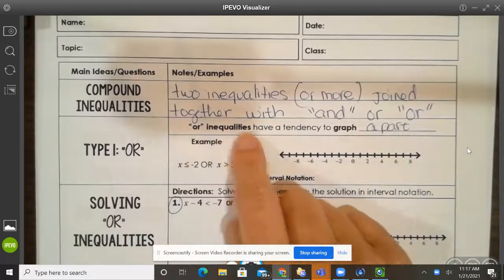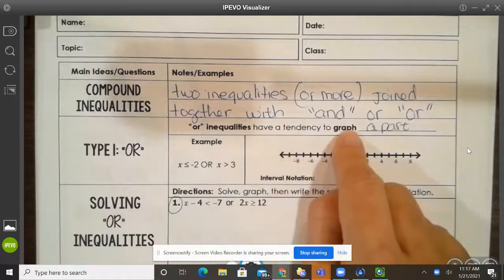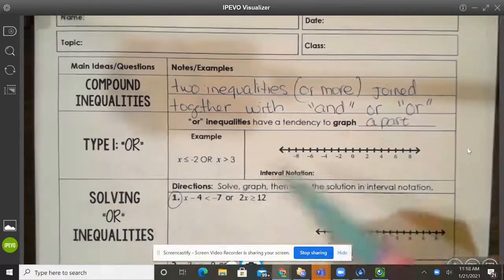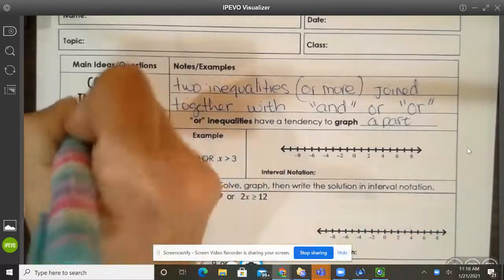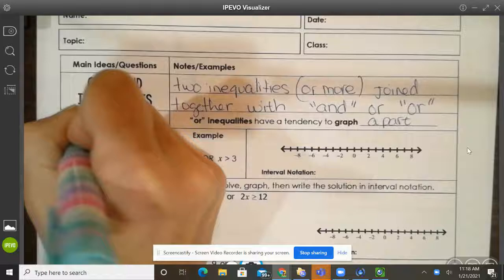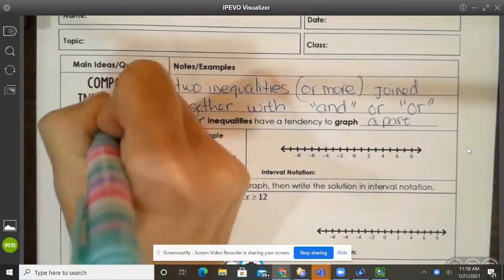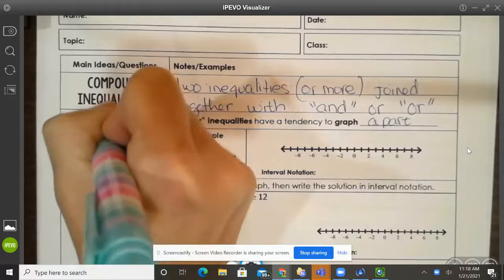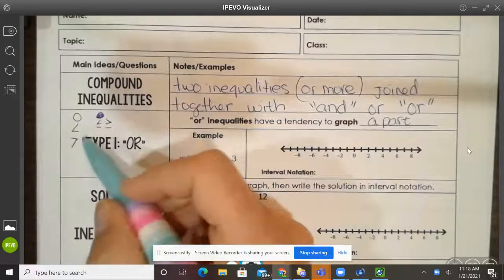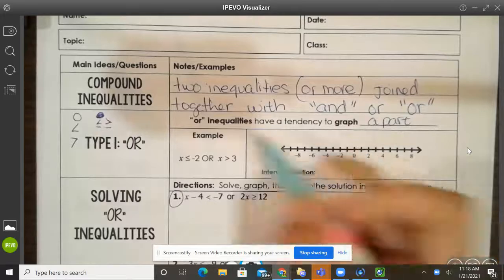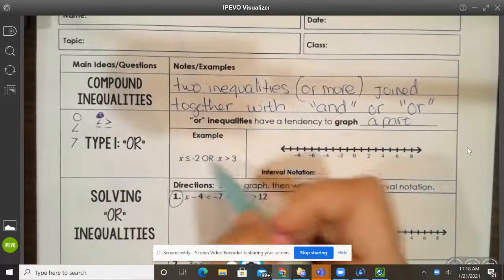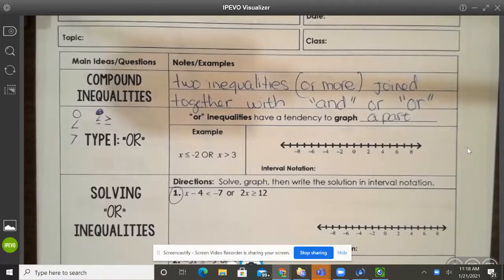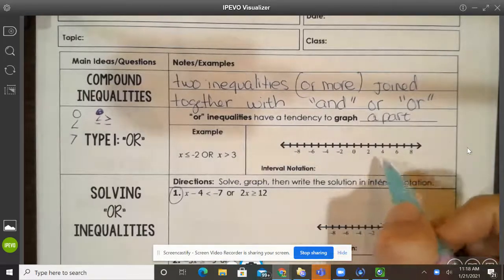For "or" inequalities, they have a tendency to graph looking apart. So the one goes that way and the other one goes this way. Check it out. Remember, we have the open circle for less than and greater than, and the closed circle for less than or equal to and greater than or equal to. We're still using the number line to graph them, even with all these inequalities. That's how we do it.